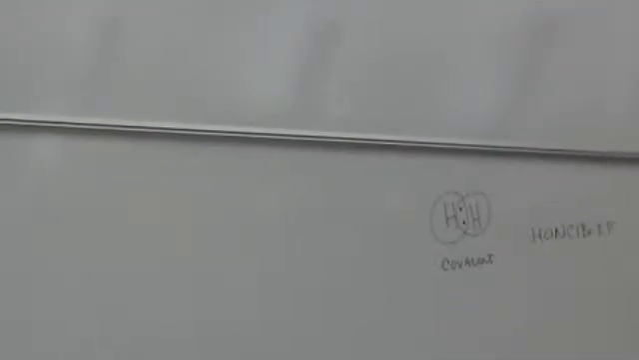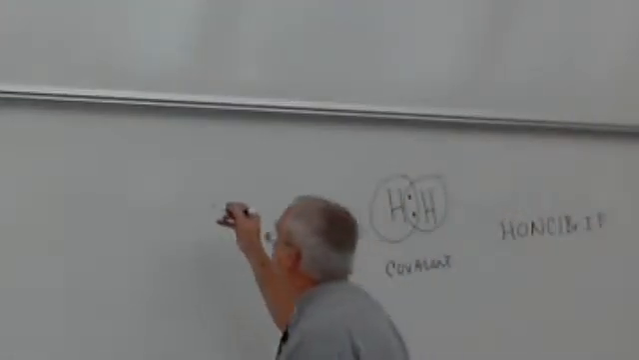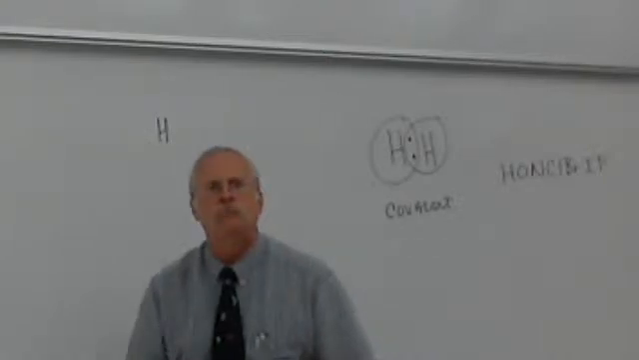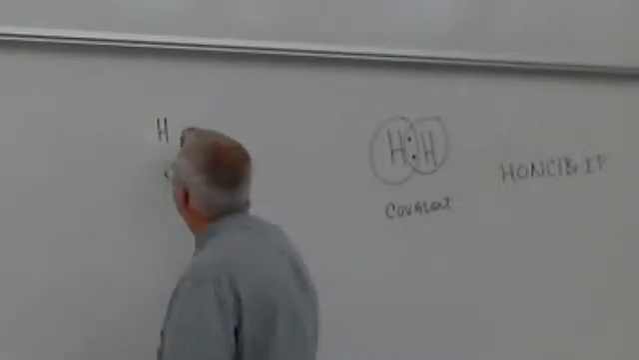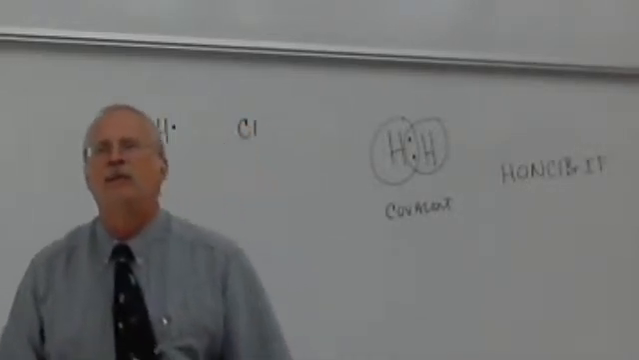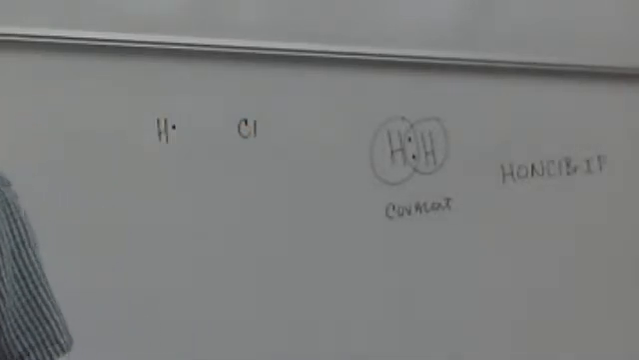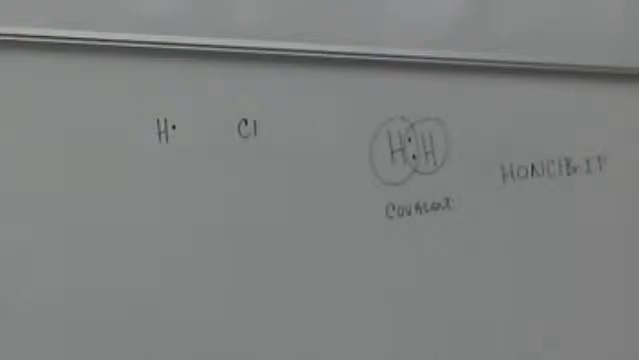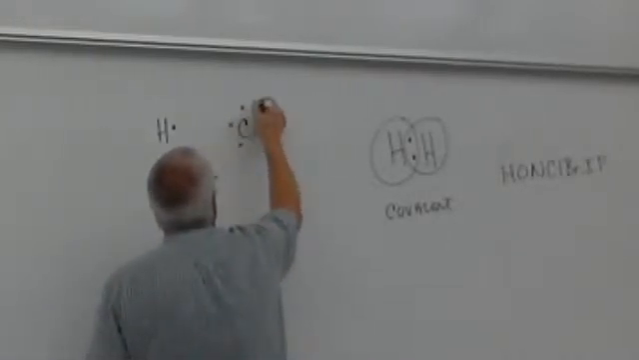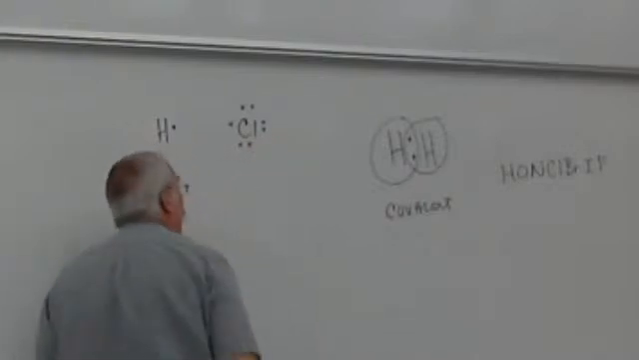Now, they don't have to be the same. Could I perhaps make a molecule with hydrogen? How many valence electrons? 1. And chlorine, how many valence electrons? Oh, 7. It's 7, okay? It's in group 7 of the periodic table. So, 1, 2, 3, 4, 5, 6, 7.